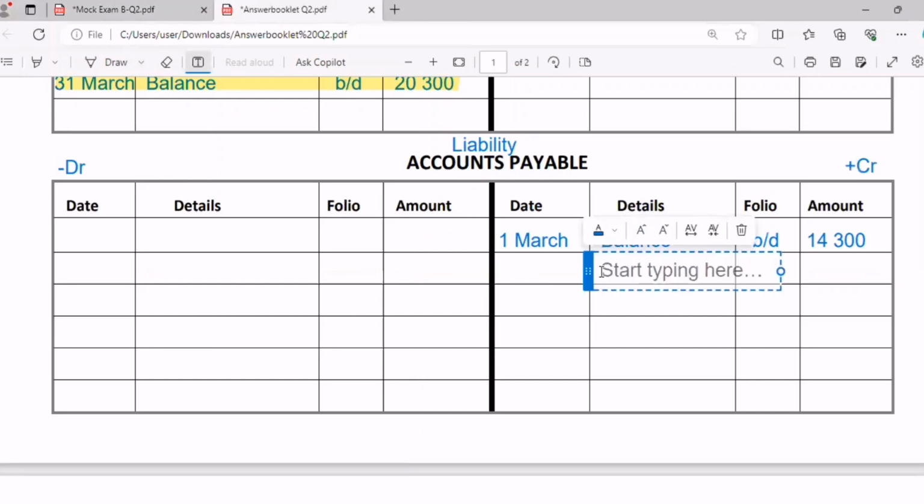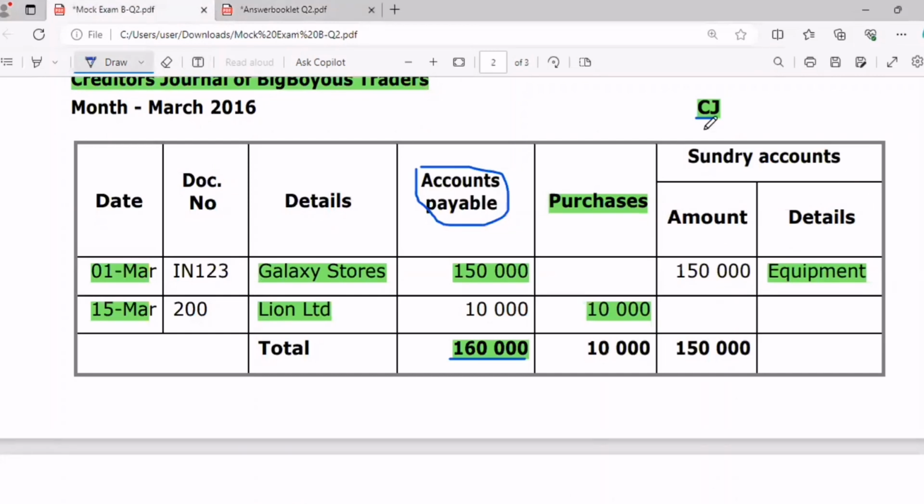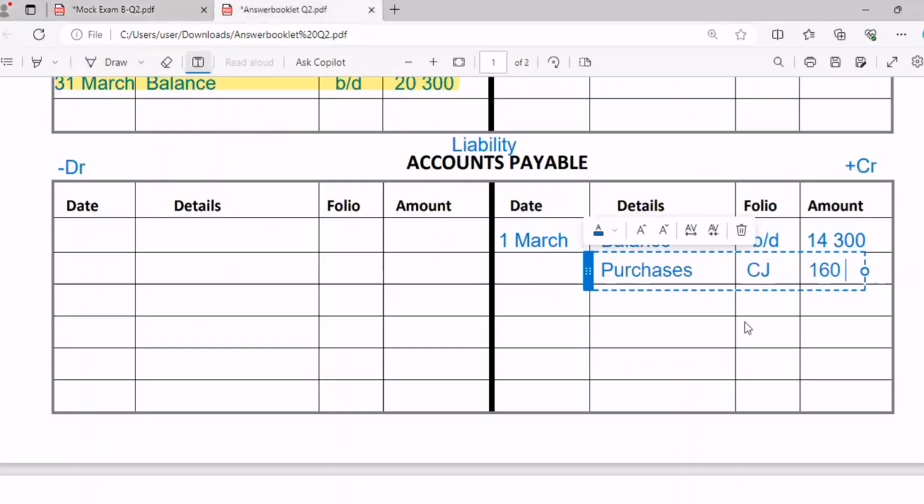So we're going to show all purchases that were made on credit. So purchases that were made on credit, as per the CJ, creditors journal. The total items that were acquired on credit amounts to 260,000. So the balance for these items that were acquired on credit amounts to 160,000. So we're going to show this on the credit side.